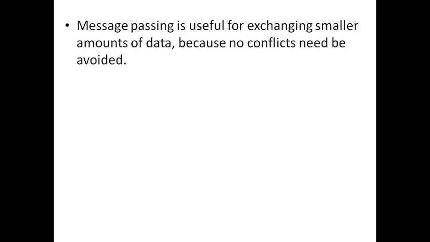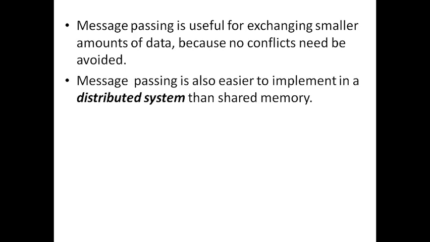Message passing is more useful for exchanging smaller amounts of data because no conflicts need to be avoided. Message passing is also easier to implement in a distributed system. This is the major point to be noted: shared memory only works if the two processes that are trying to communicate reside in the same memory region. That is, if both are running in the same system, invariably they occupy the same main memory. So sharing memory is a simple option.